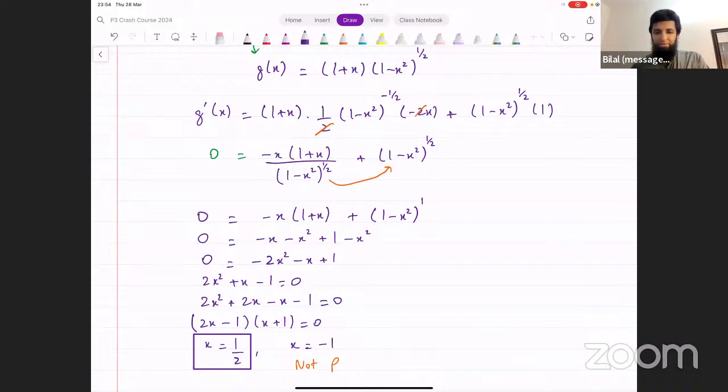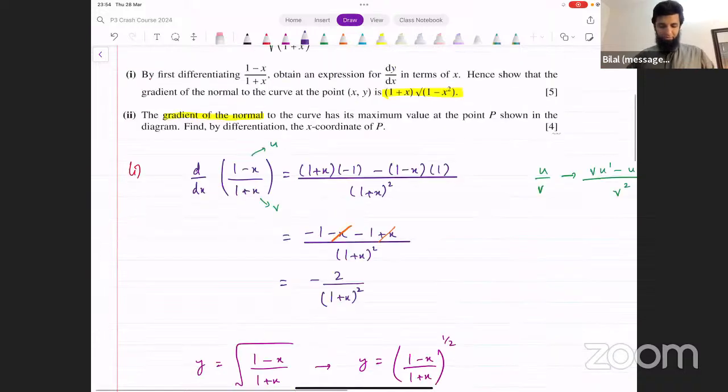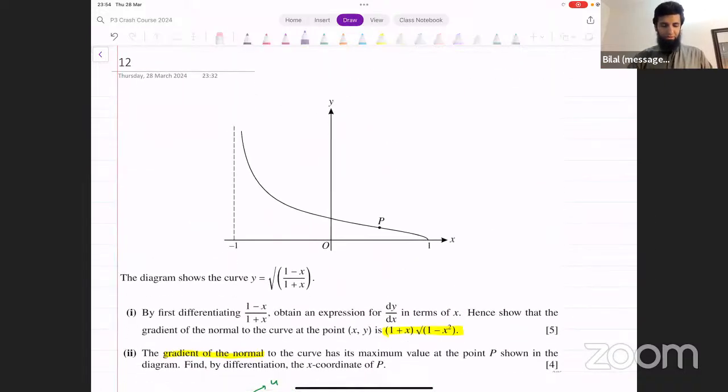Any problem with this? No problems? Okay, just a couple more questions. It'll take 10, 15 more minutes and then we end. So this is the x coordinate of P, x equals 1/2. Let's do a couple more questions and then we end.